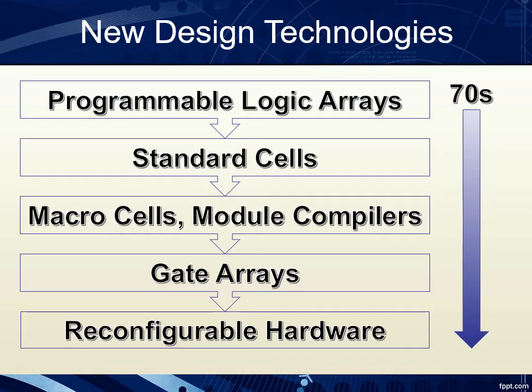Then in the late 70s, programmable logic arrays were introduced, followed by standard cells, then macro cells, then gate arrays, then reconfigurable hardware. All of these will be discussed later on, but what we need to understand here is that there has been more and more software helping the designer to design complex circuits. Moreover, we can observe an increase in the complexity of the software that helps the reuse of hardware modules.